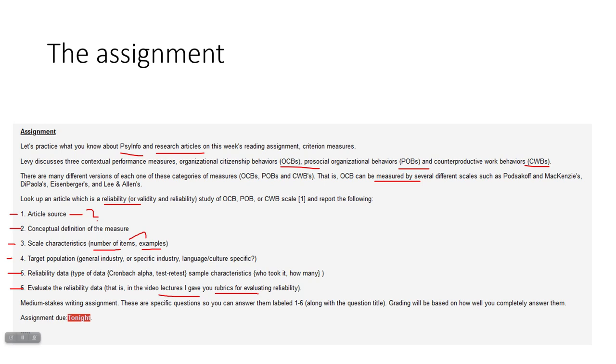Okay, so the writing level is medium stakes. So these are specific questions, so you can label them 1 to 6 along with the question title and answer them like that. You don't need to put them into an essay form or anything like that. So already you've done some work on the assignment without actually answering the assignment. And that's what college assignments are about.